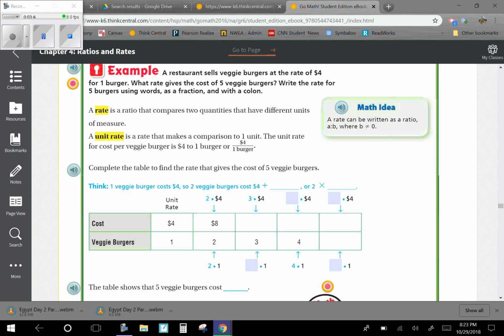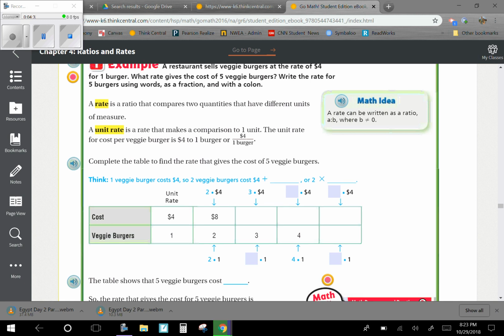A rate is a ratio that compares 2 quantities that have different units of measure. A unit rate, you're going to really need to know what a unit rate is. The unit rate is a rate that makes a comparison to 1 unit. The unit rate for cost per veggie burger is $4 to 1 burger, or $4 over 1 burger. So a unit rate compares it to 1 unit. A rate is a ratio that compares 2 quantities, and does not have to be compared to 1. Over here under math idea, pay attention. It says a rate can be written as a ratio, A colon B, where B does not equal 0.